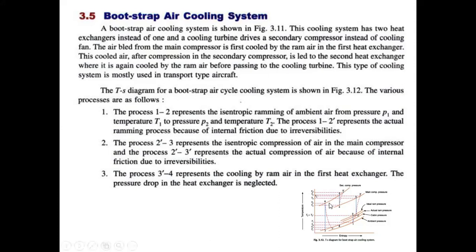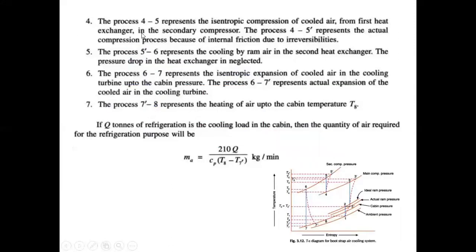This one is the 3-4. 3-4 is the main compressor pressure, where the pressure remains constant but the temperature decreases from T3 to T4. And in the process 4 to 5, this will be the work done by the second compressor, where again pressure and temperature go high.